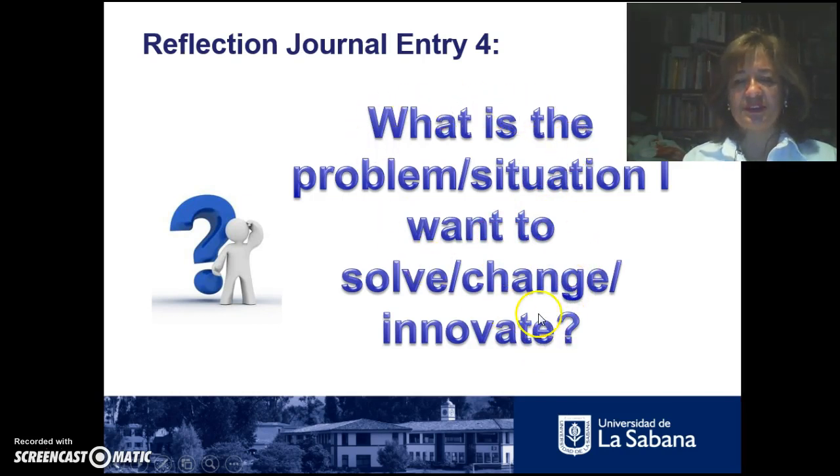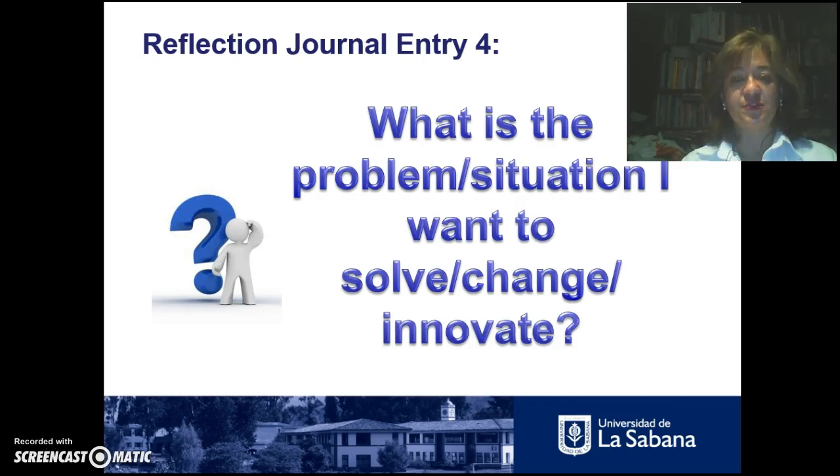It's very important that while you read, while you reflect, you keep in mind your problem or the situation that you wanted to tackle with your research. However, the most important thing is that you keep evidence that this problem actually exists.